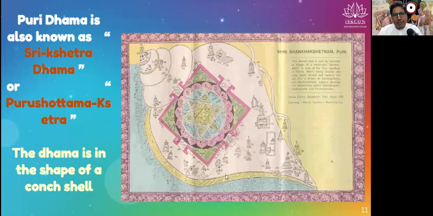So this is in the shape of a conch shell. If you see this, the Puri Kshetra is in the form of a conch shell like this, right? So that's why it's also called Shankha Kshetra, Sri Shankha Kshetra, or also called Sri Kshetra. Okay, so this is the significance of Jagannath Puri Dham. Very, very beautiful, very merciful Dham.